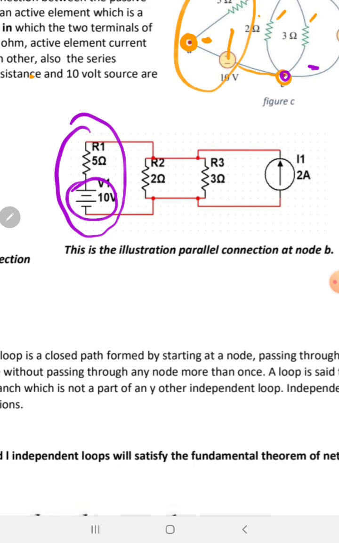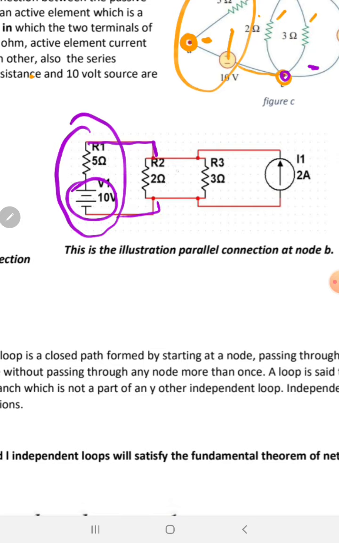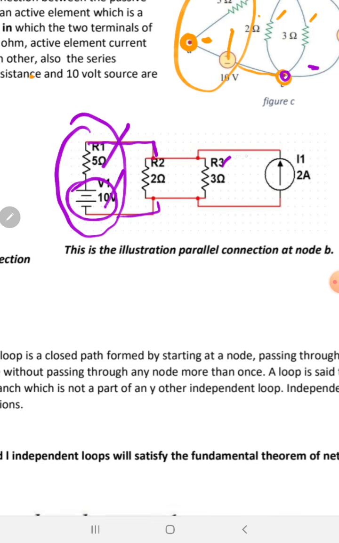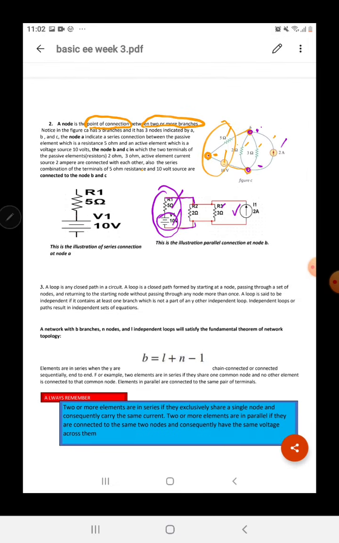And then, the terminals of these two are connected with your 2 ohms. Which means that your 2 ohms is in parallel with the series connection of your R1 and your 10 volts. And also, your R2 is in parallel with your R3 and in parallel with your active element, which is equal to your 2 ampere. Okay?